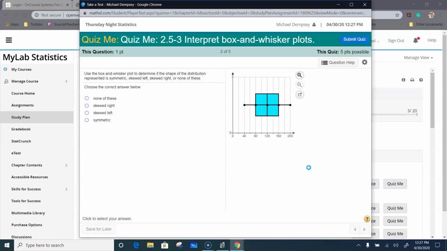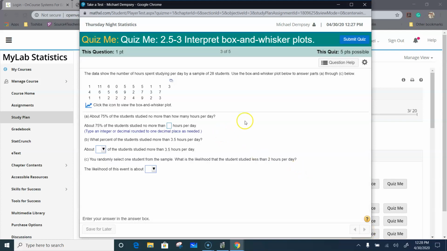Okay, use the box and whisker plot to determine if the shape of the distribution represented is symmetric, skewed left or skewed right. That is symmetric, nice and balanced. No outliers, nothing pulling in one direction or the other.